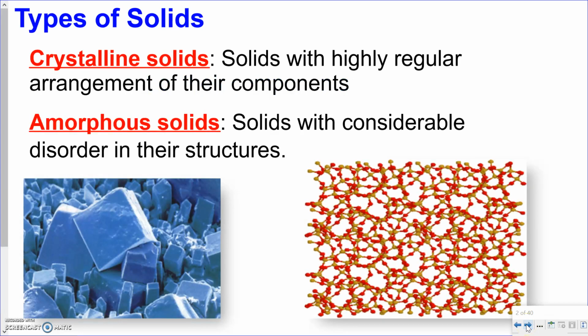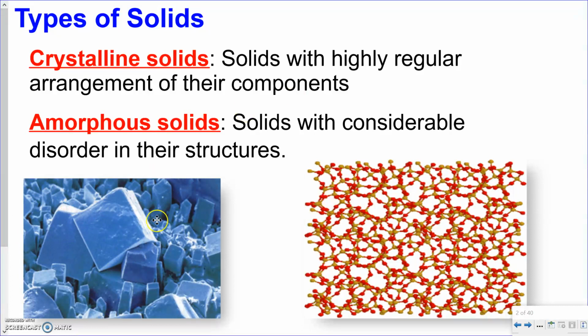Okay, so when we're talking about solids, there's 2 basic categories of solids. You have a crystalline solid and an amorphous solid, and they're exactly what they sound like. A crystalline solid is something that has a regular or predictable or consistent arrangement of their components. And we'll talk about what components means in just a minute. But what that basically means, it's this picture right down here.